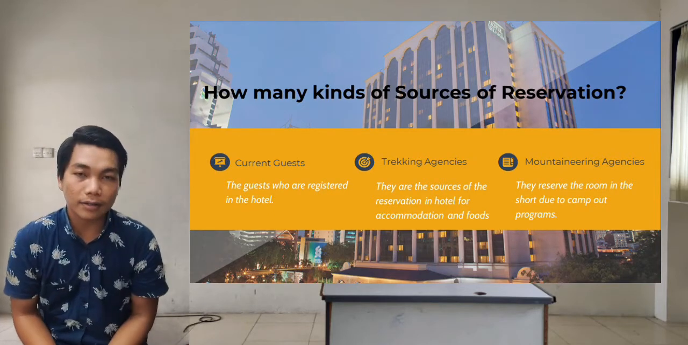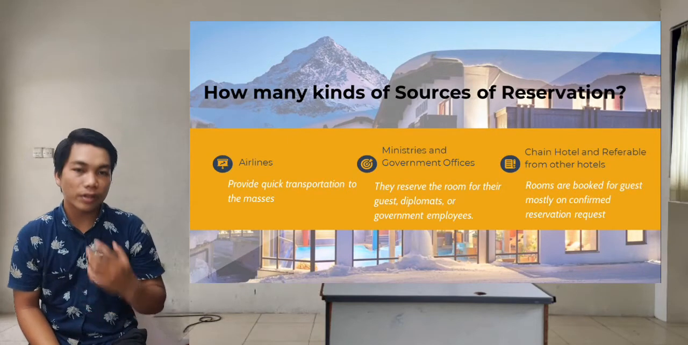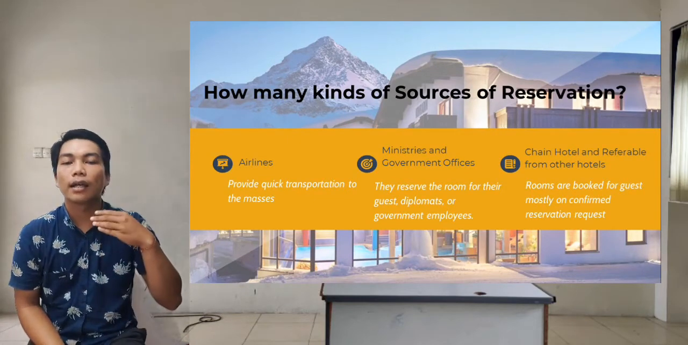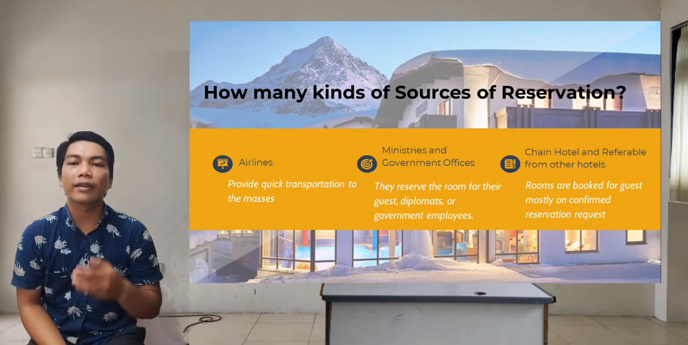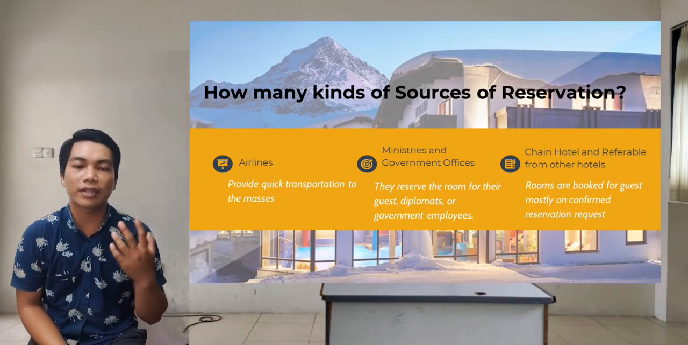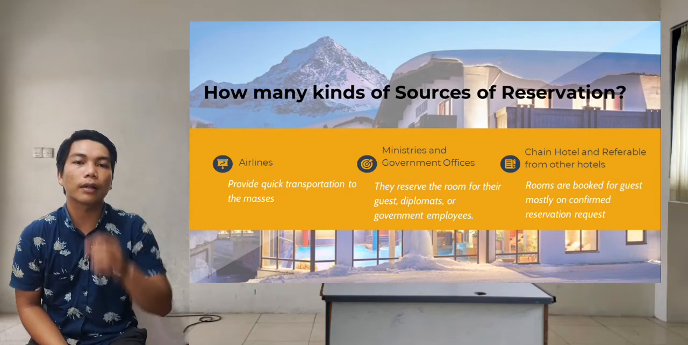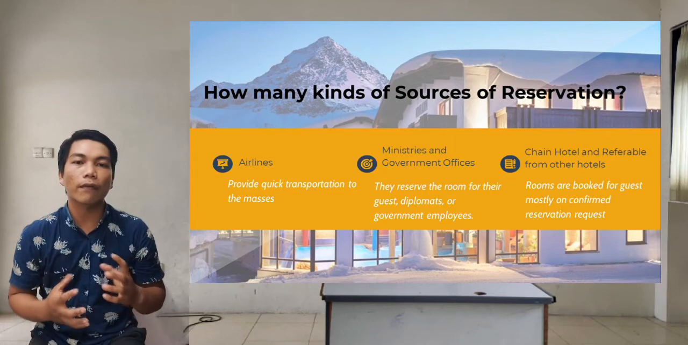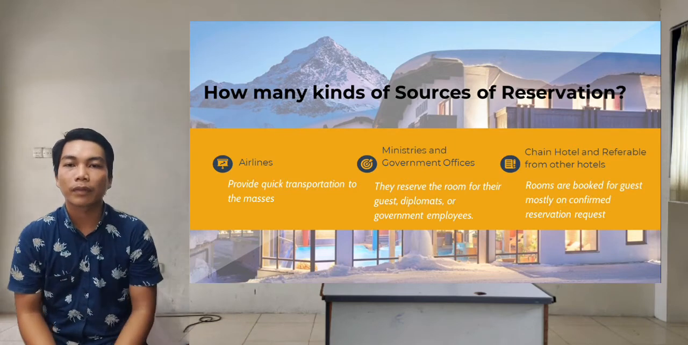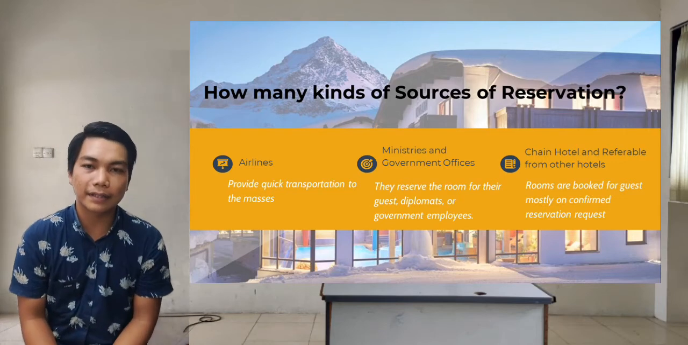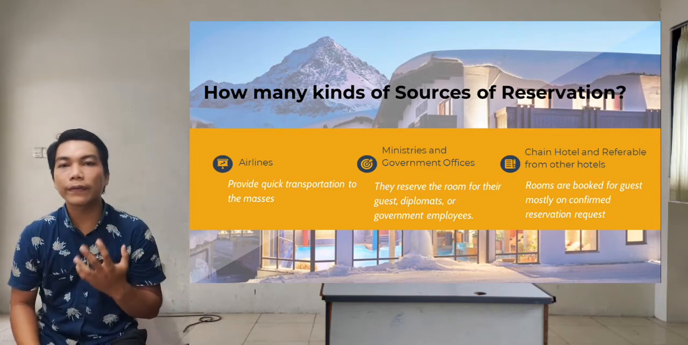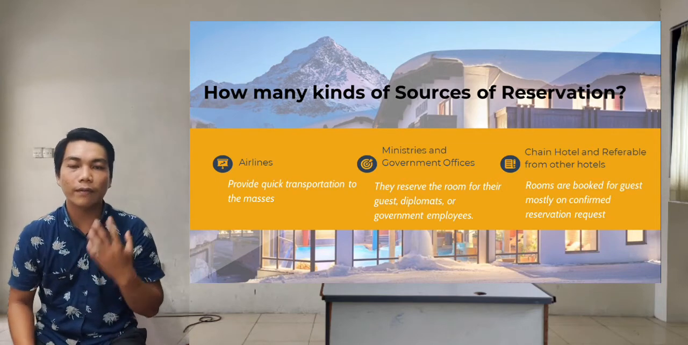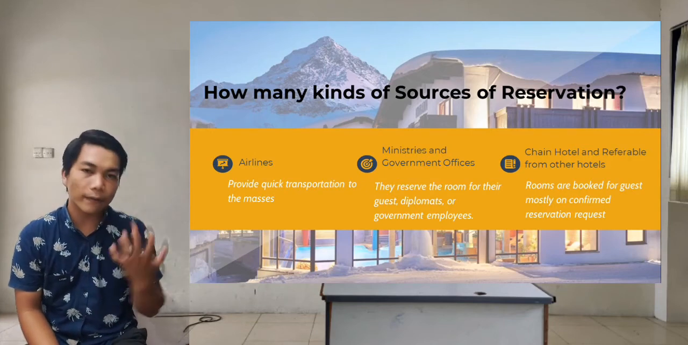Then there are airlines. The role of airlines, whether international or domestic, is to provide quick transportation to the masses. Airlines promote tourism growth and earn a considerable amount of foreign exchange. It means that the airlines will provide rooms near the airport, for example. Ministries and government offices reserve rooms for their guests, for example diplomats or government employees. Usually, they are sent for official programs, participation in international conferences, summits, seminars, or sport events.